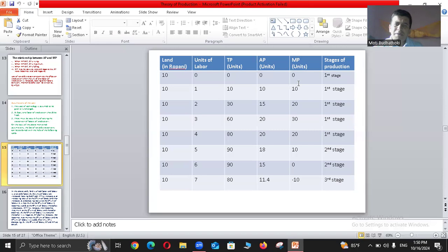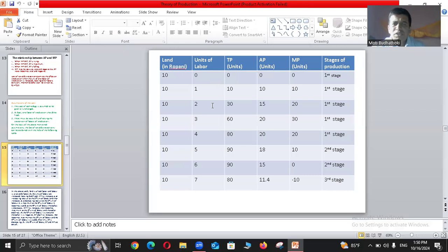Now, in the case of MP, MP means the change in TP. In the beginning, here is 0, and at first, here is the 10. 10 is the first unit of labor. In the case of the first unit of labor, all are the same: TP, AP, and MP, because here is only one single variable, that is 1 unit of labor. So AP, TP, and MP become equal because here we are using just 1 unit of labor.